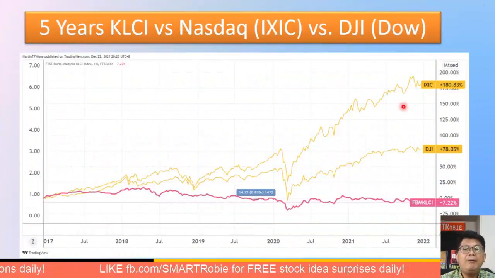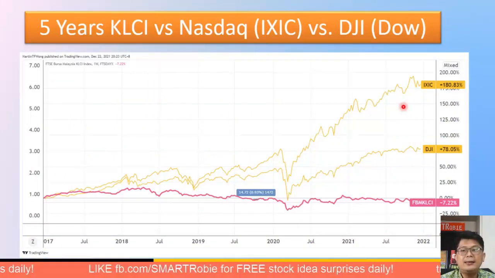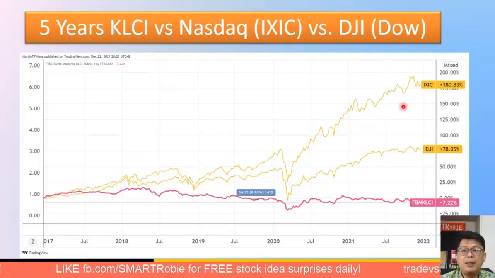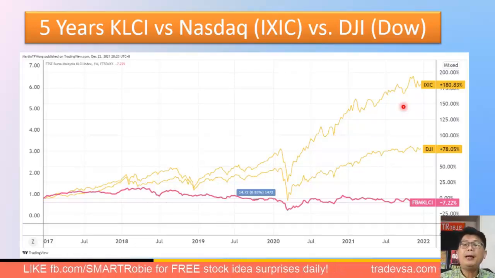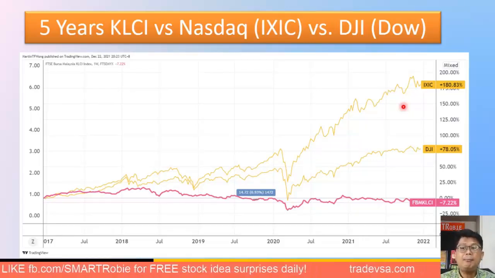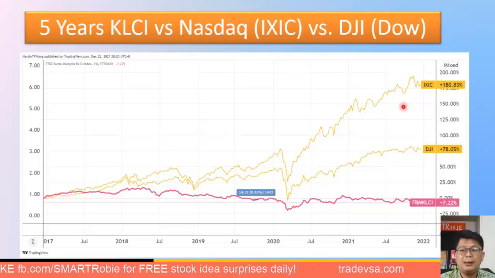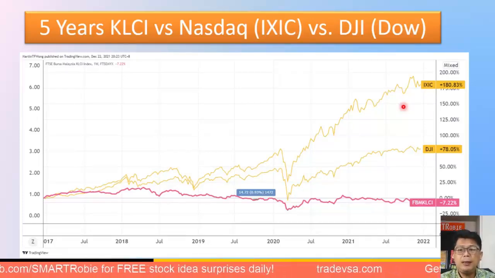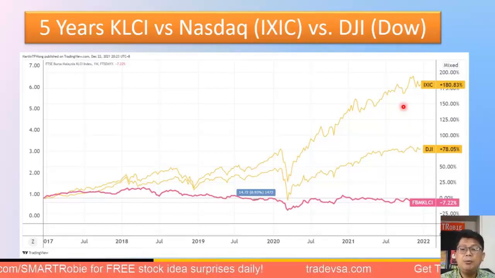Now, if you look back at the 5 years between KLCI, Nasdaq, and also Dow Jones, KLCI hasn't gone anywhere, just negative 7%, and Dow Jones was plus 78%, and the Nasdaq was up 180%. So with that, in my case and for my clients, I made a fair bit of money from the US side by putting my money into the US market. Over the last 10 to 15 years, I think I've doubled or even tripled that money, which makes a very comfortable mini retirement for myself.